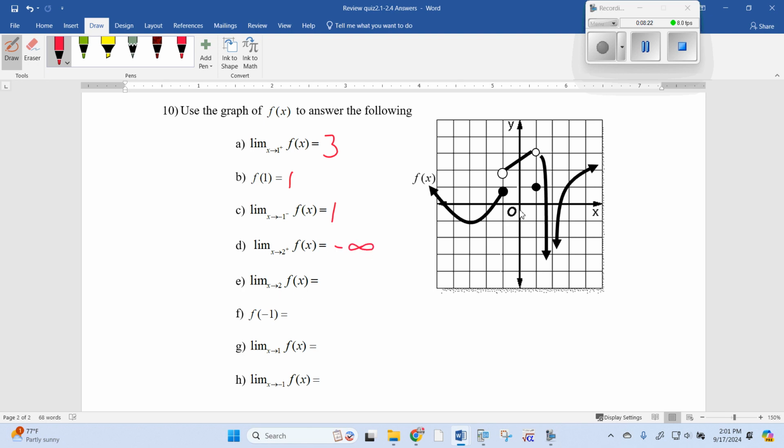The limit at 2, since both from the left and the right are going to the same place, by theorem Bob, it is going to negative infinity. The functional value at negative 1 is the value here, which is 1. The limit at 1, from the left is going to 3 and the right is going to 3, so the limit at 1 is 3. And the limit at negative 1, the left is going to 1, the right is going to 2, so the limit here does not exist by theorem Bob because the left and the right are different.